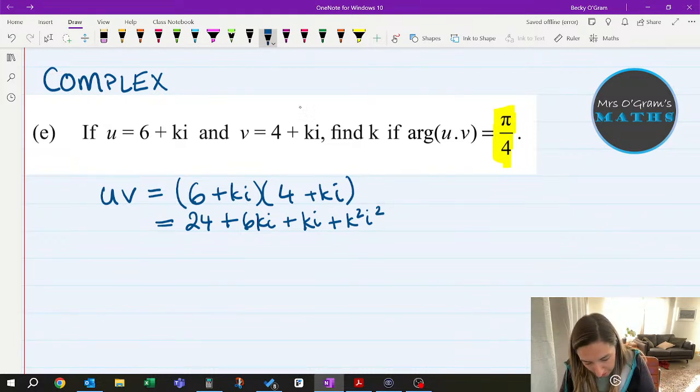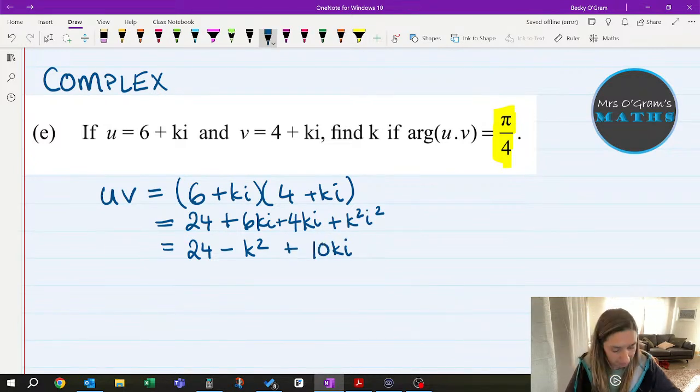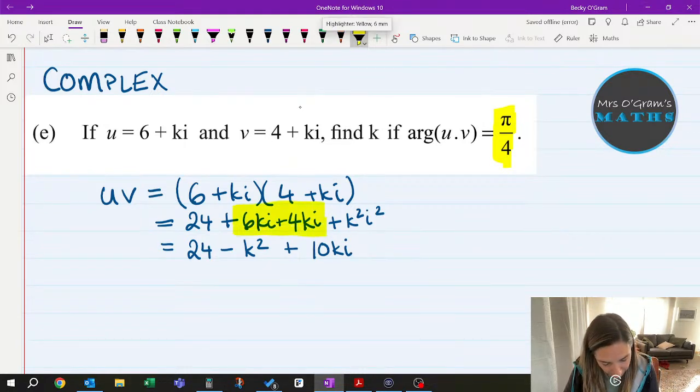Okay, so then from here we know that i squared becomes minus 1, so we have 24 minus k squared, collecting up the real terms together. And then we also have 6k plus ki, so that becomes 7ki. Wait, I missed out the 4, didn't I? Okay, so I think just there, that should have been the 4. So then 6 plus 4 is 10ki. So apologies for that one. But just on the expansion in the middle there, I'd accidentally written it down without the 4 in it.